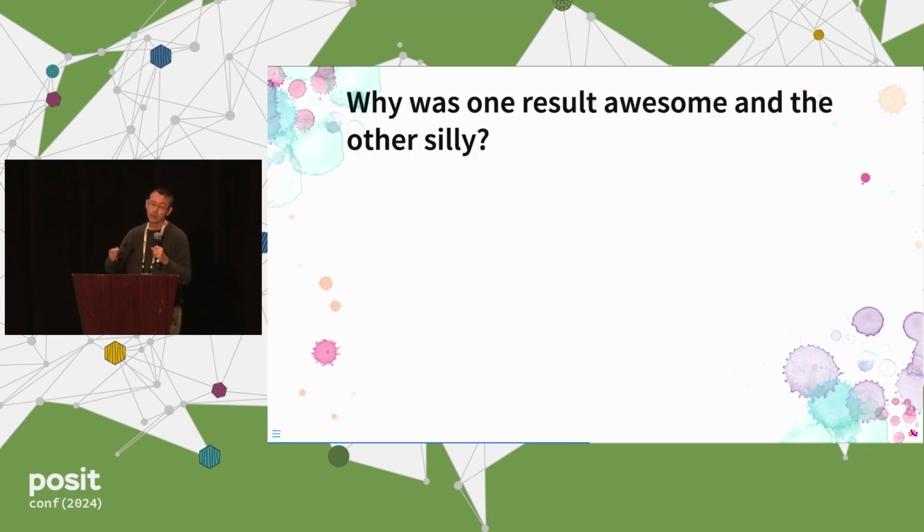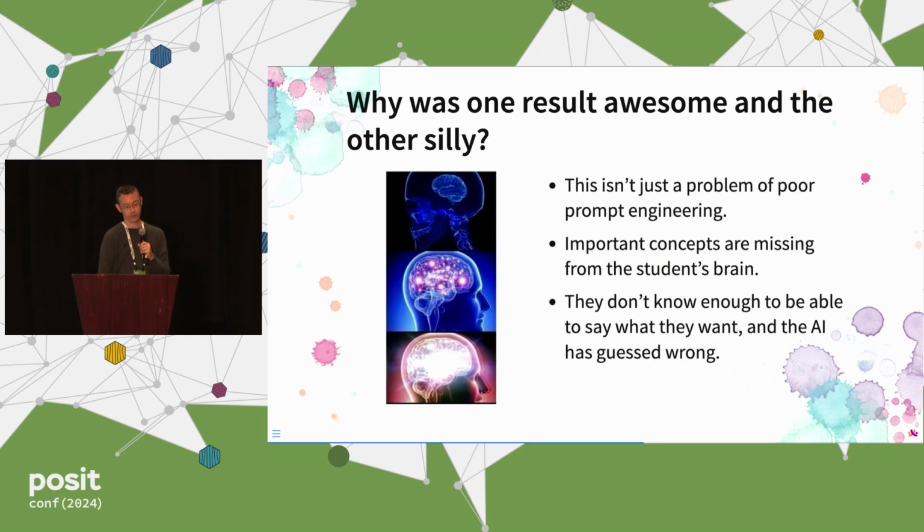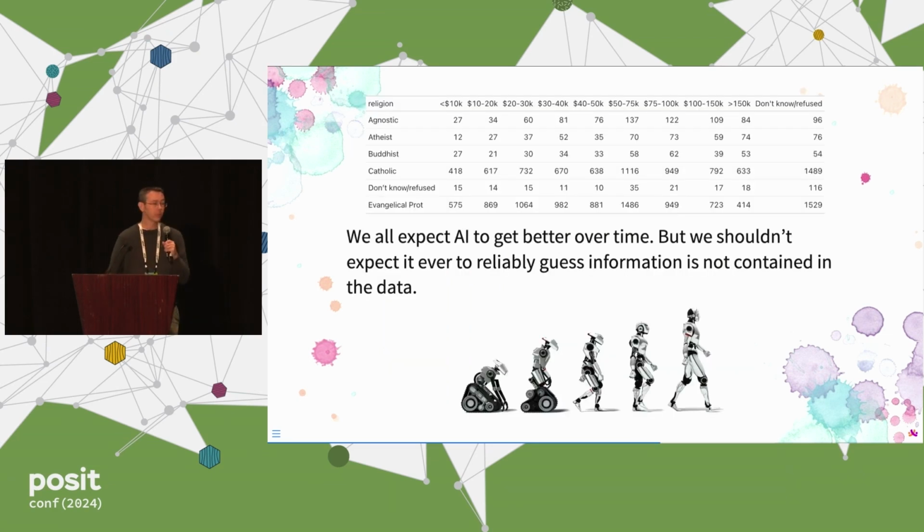So what really went wrong here specifically? Why was one result awesome and the other silly? The main point I want to drive home today is that this is not just a problem of prompt engineering. In the second case here, we're seeing some important concepts that are missing from the prompter's brain. They don't have the vocabulary they need to say specifically what they want. The AI had to guess, and of course, it guessed wrong. Now, this isn't surprising when we look back at the religious income data set. Nowhere in this set does the word income appear, or the word count. So that's information we brought to the table.